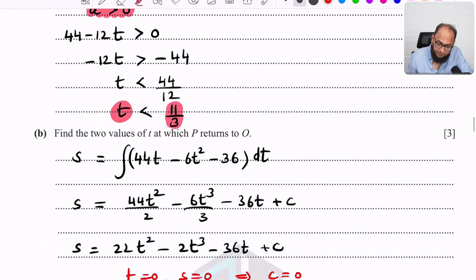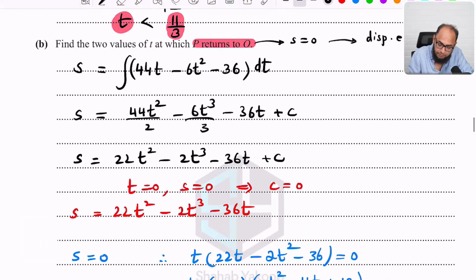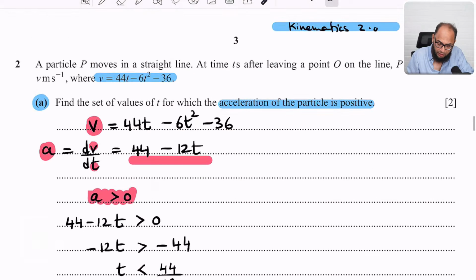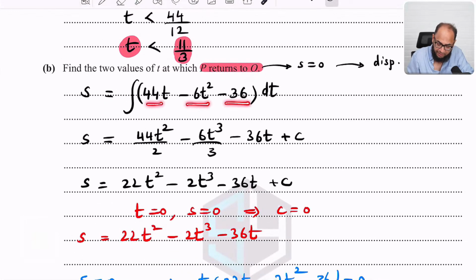Find the two values of t for which P returns to O. So if P returns to O, that means the displacement is 0. But before that, we need the displacement expression. So in order to find the displacement expression, what do we do? We have s equal to the velocity equation, and we will integrate it term by term. So when we integrate it term by term, that is 44t minus 60 square minus 36.